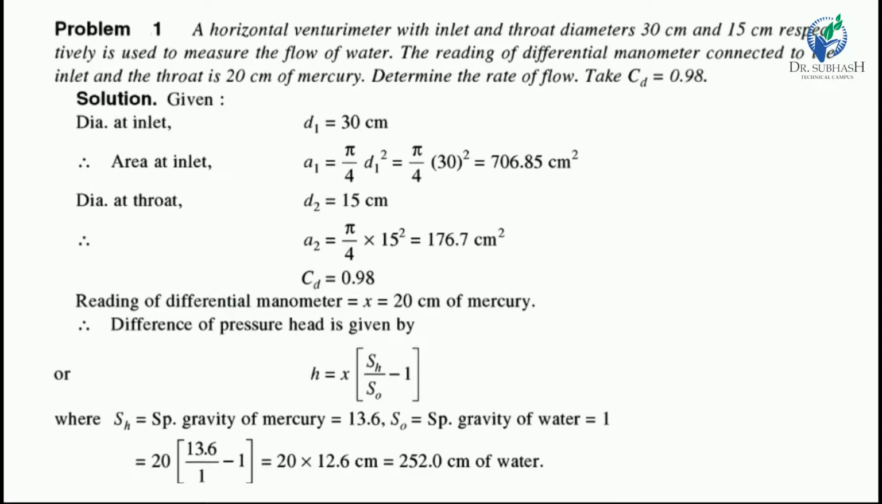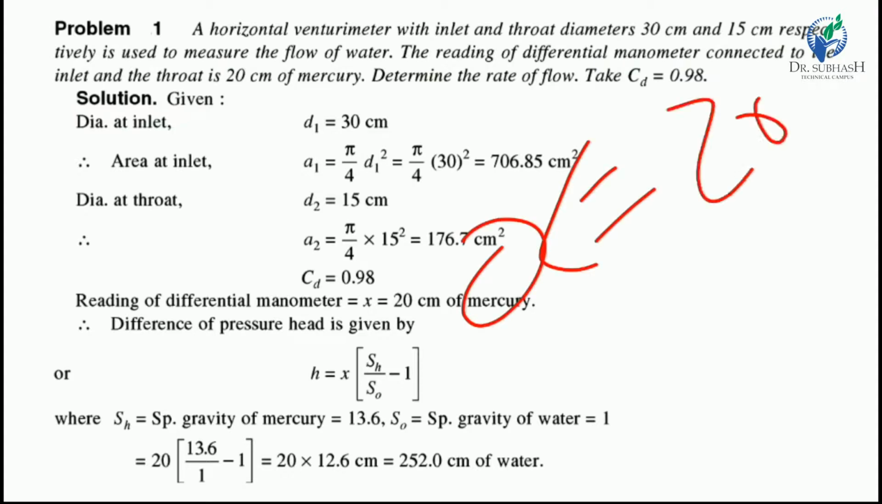Now we will solve one example for the venturimeter, so you can get an idea of how the venturimeter is used to find the discharge. Let's take an example. A horizontal venturimeter with inlet diameter 30 centimeter and throat diameter 5 centimeter, respectively, is used to measure the flow of water. The reading of the differential manometer connected to the inlet and the throat is 20 centimeter of mercury. Here a U-tube differential manometer is used and the reading of the manometer is 20 centimeter, defined by x. So the x value is 20 centimeter.